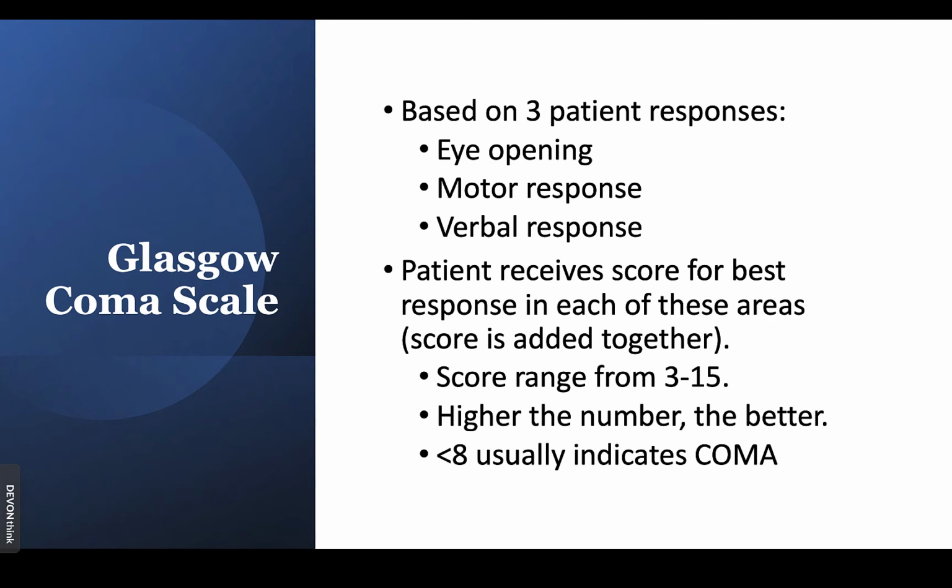So it's based on 3 responses. We usually use this in acute care. It's: can the patient open their eyes? How do they respond to you, their motor system, and then are they able to verbally respond? If the patient is intubated on a ventilator, they get a 1 with a T for tube, because they're not going to be able to respond to you because they have a tube down their airway blocking their vocal cords from talking to you.